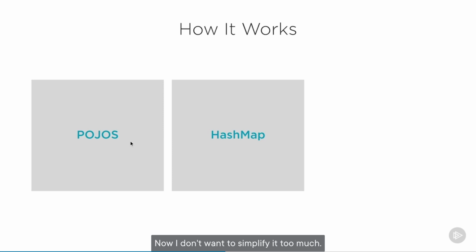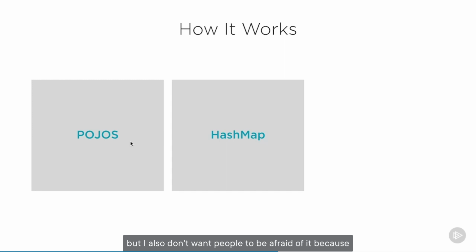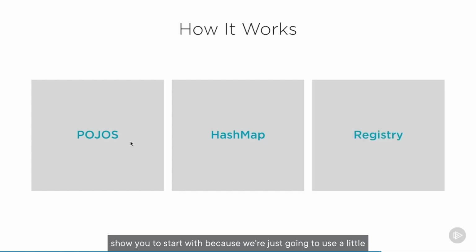Now, I don't want to simplify it too much. It's doing more than just creating a hash map and shoving objects in there, but I also don't want people to be afraid of it because there's too much going on behind the scenes. There's too much magic happening with Spring, because there's really not. Spring can also be used as a registry, and that's how I'm going to show you to start with, because we're just going to use a little main method in an application to run it. But to really get all the benefit of Spring, we'll go through its wiring constructs and use it to auto-wire our application.